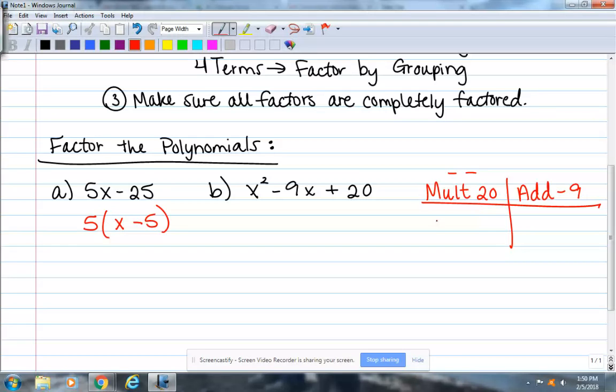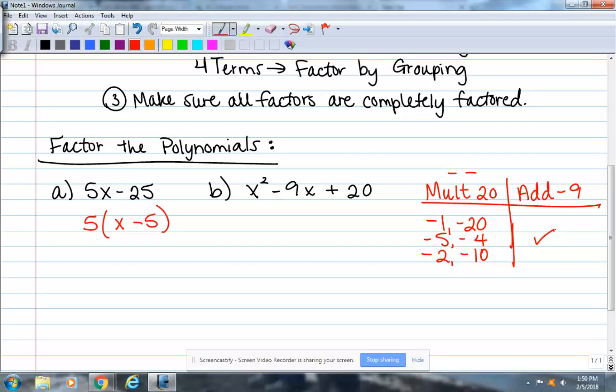So, positive 20, I can do negative 1 and negative 20. What else multiplies? Negative 5 and negative 4, and just to list all of them, there's only like one more, negative 2 and negative 10. Right? Which pair of those will add to get negative 9? Negative 5 and negative 4. Very good.